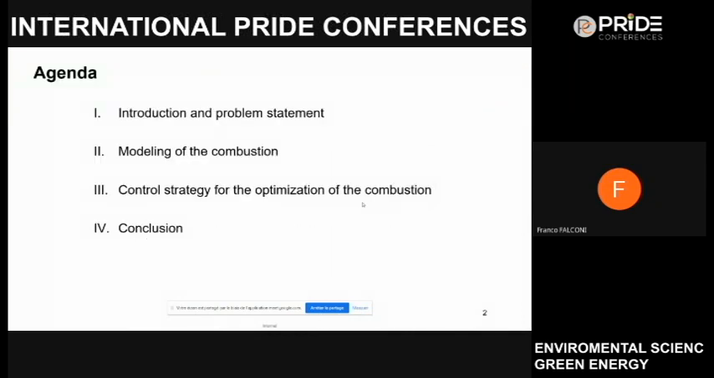To do so, I propose you the following agenda. First of all, I will make an introduction and a problem statement of what incineration plants are for. Then I will propose to you a model of the combustion of this process. Then we will go through a control strategy for the optimization of the combustion, and finally I will conclude on this work.